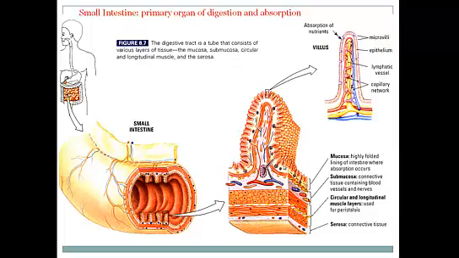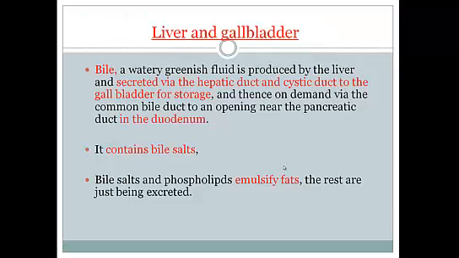In the small intestines, just like we had in the stomach, we have villi that increase our surface area and allow for greater absorption of those nutrients. The liver and the gallbladder secrete bile and bile salts to help with the digestion of foods, including many fats.